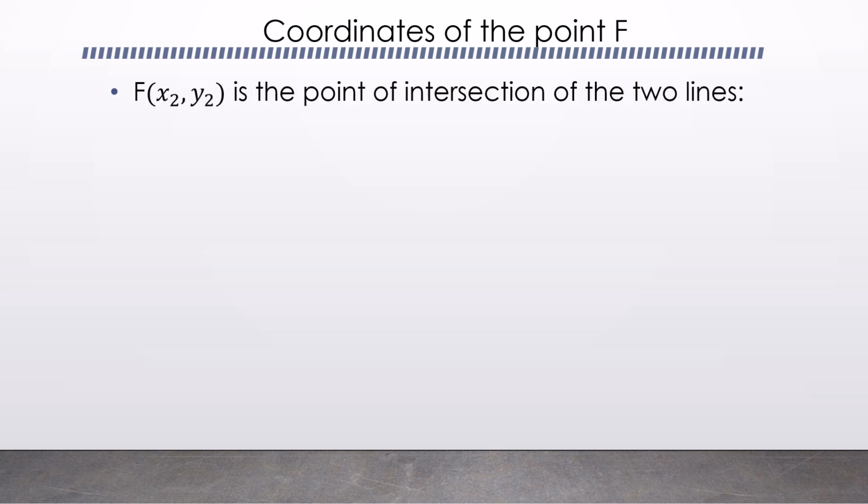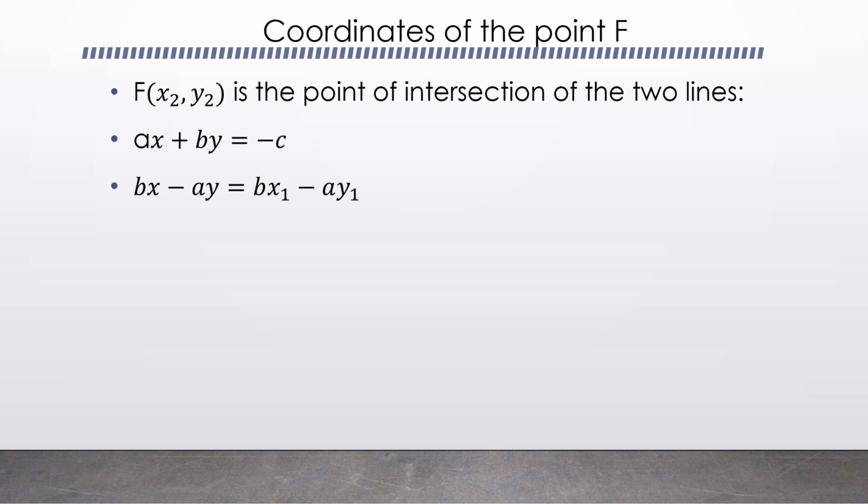We are now ready to find the coordinate (x2, y2) of the point F. We know that F(x2, y2) is the point of intersection of the two lines: that of the given line, which is ax plus by equals minus c, and that of the perpendicular line, which is bx minus ay equal to bx1 minus ay1.